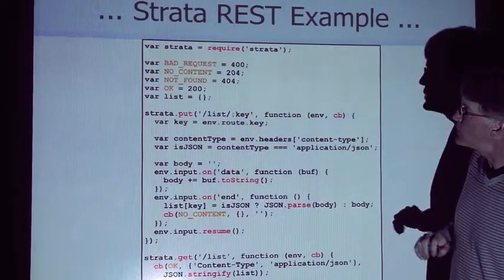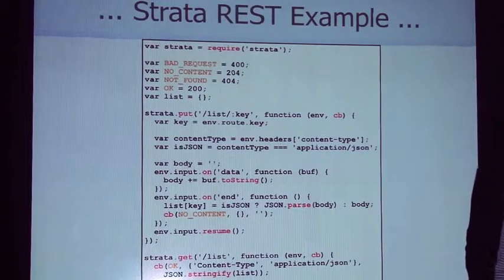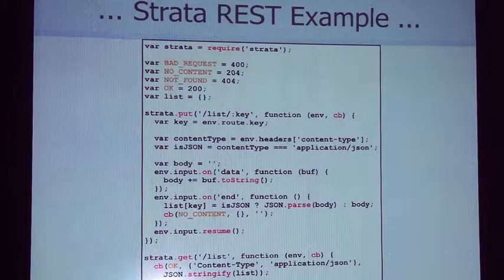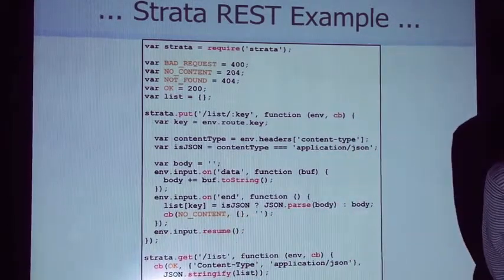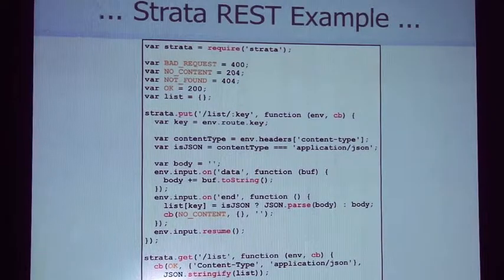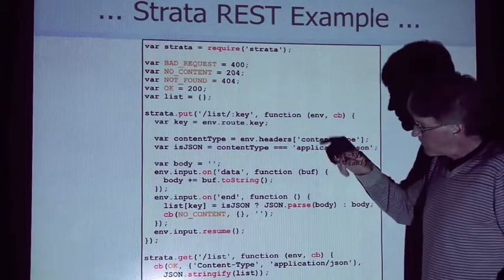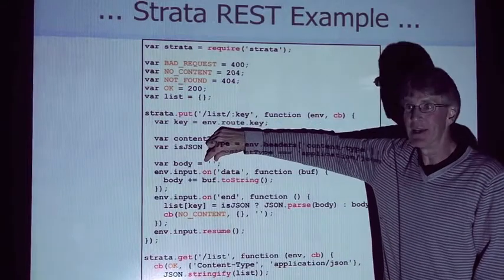Next, I want to read in what was in the body of the request. And remember we said that Strata does streaming. And so I'm just going to get a bunch of data events and then an end when I'm finished getting the data. Well, you get this through env.input. And initially that stream is paused. It's just waiting for you to set up the listeners. And once you have them set up, then you tell the stream to resume and you'll start to get those events. So I start out, I don't have any of the data yet.